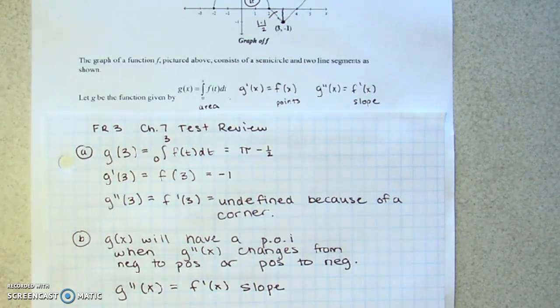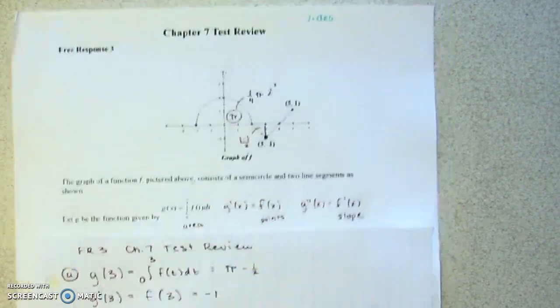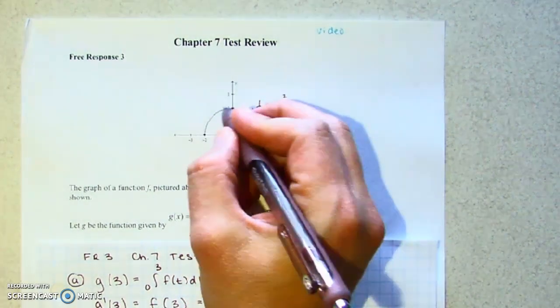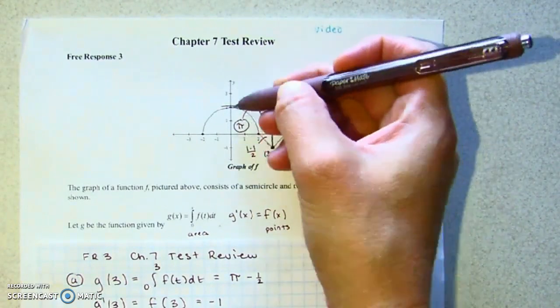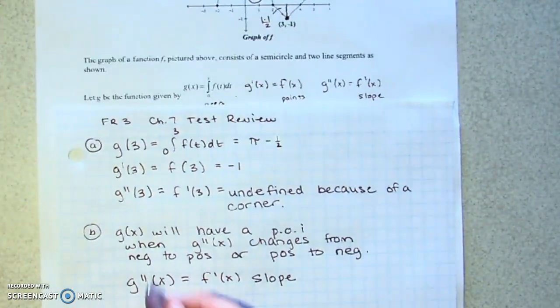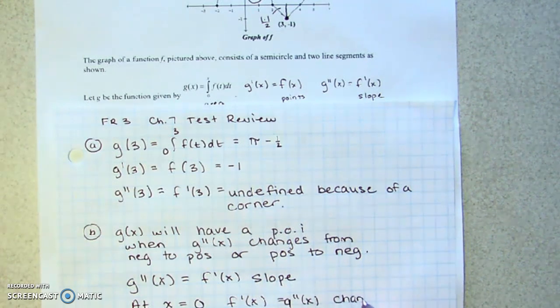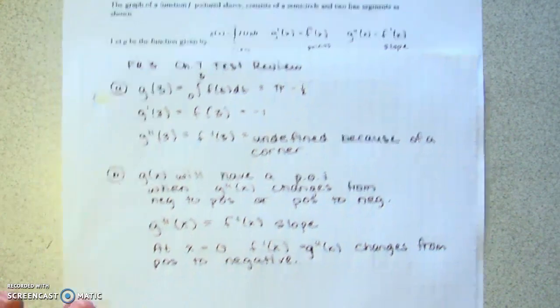So let's look at the slope of this graph, okay? Positive, positive, positive, positive, 0, negative, negative, negative. So right here, we have a change from positive to negative. So we're going to say at x equals 0, f prime, which equals g double prime, changes from positive to negative. I'm sorry you couldn't see that. There you go.